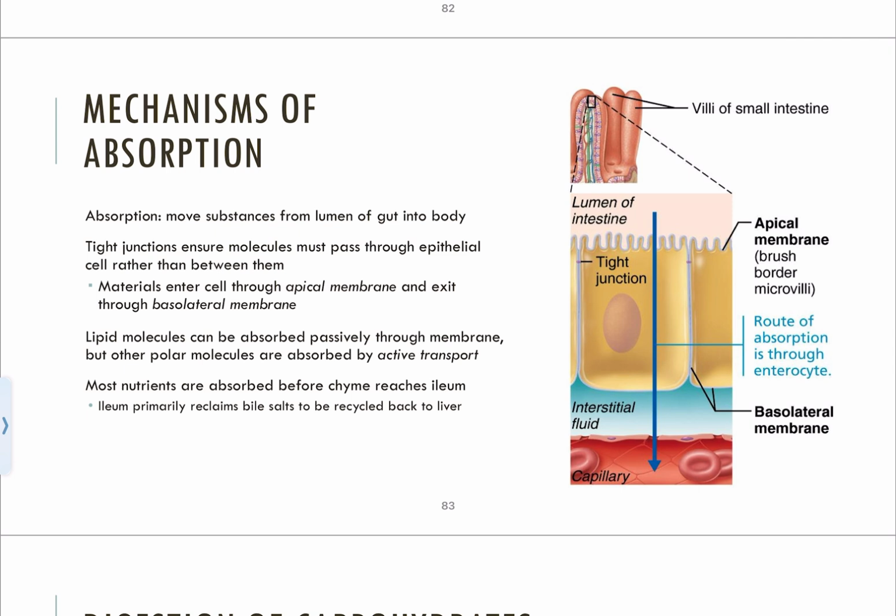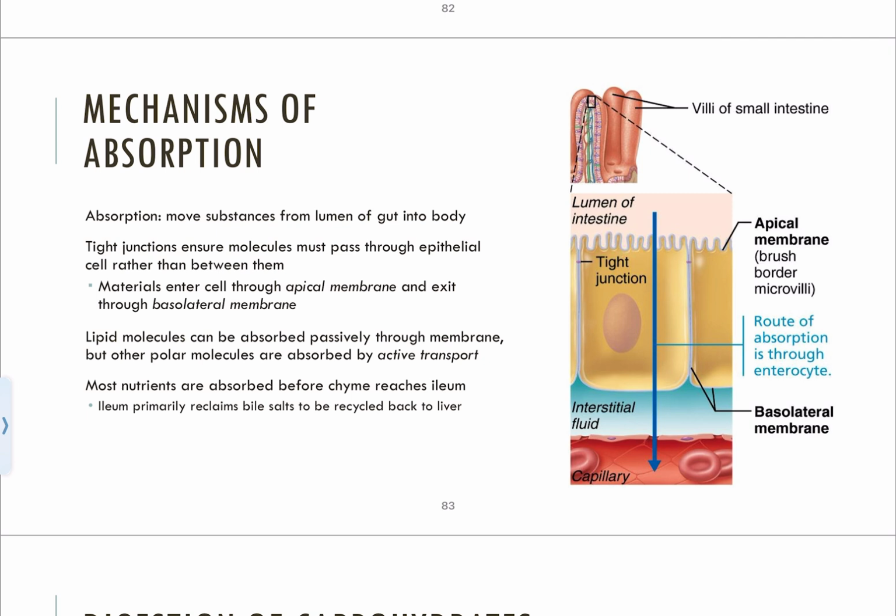So for absorption as an overview, this process is involving getting the substances that we're breaking down that are in our intestinal lumen across the enterocyte, or the cell that's making up the wall of the small intestine, into the interstitial fluid, and eventually into our bloodstream, where we can transport those nutrients to various parts of our body.